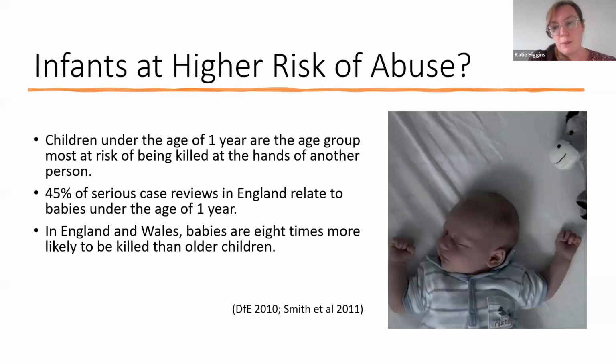Now, when we're talking about children, babies under 1 generally are at higher risk of abuse. So most children under the age of 1 are an age group that are most at risk of being killed at the hands of another. And about 45% of serious case reviews in England relate to babies under the age of 1. In England and Wales, babies are 8 times more likely to be killed than older children. So we do need to be mindful when we're looking after babies. They are at higher risk of abuse.